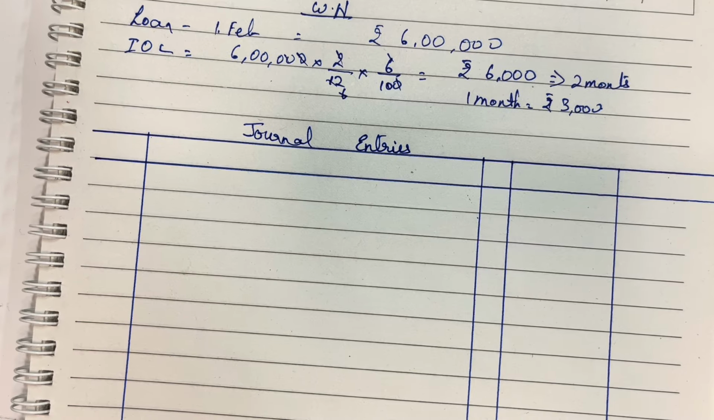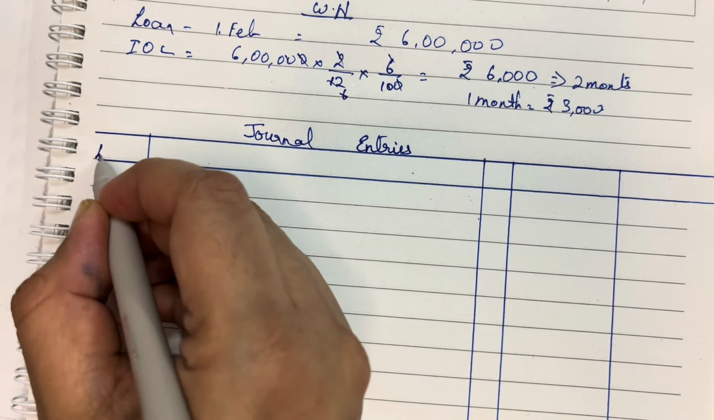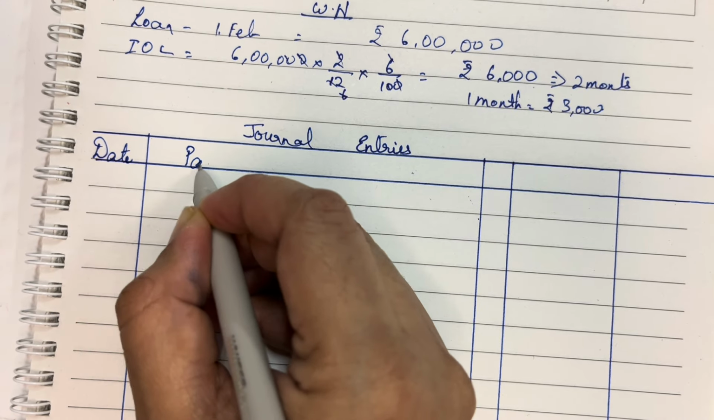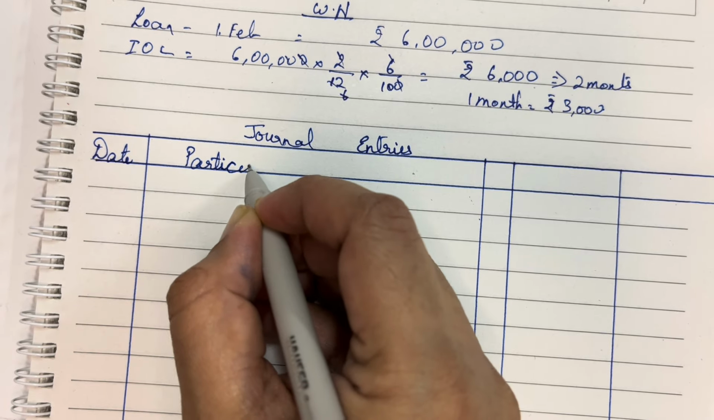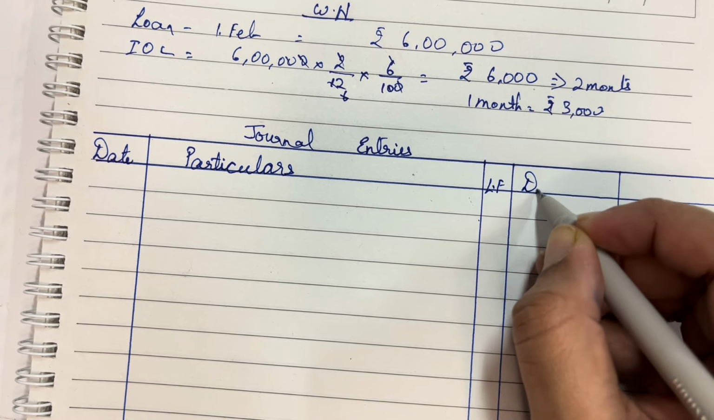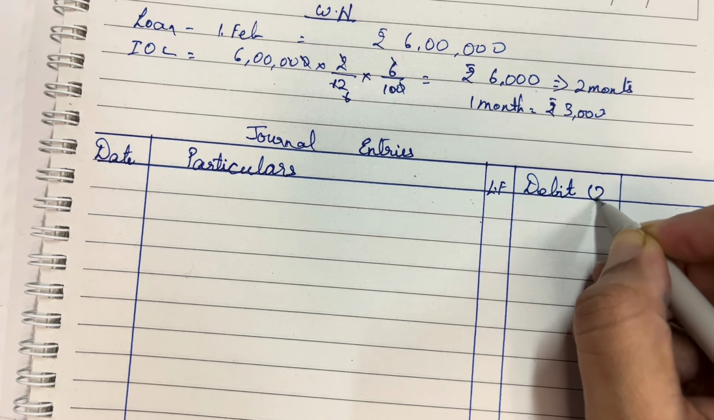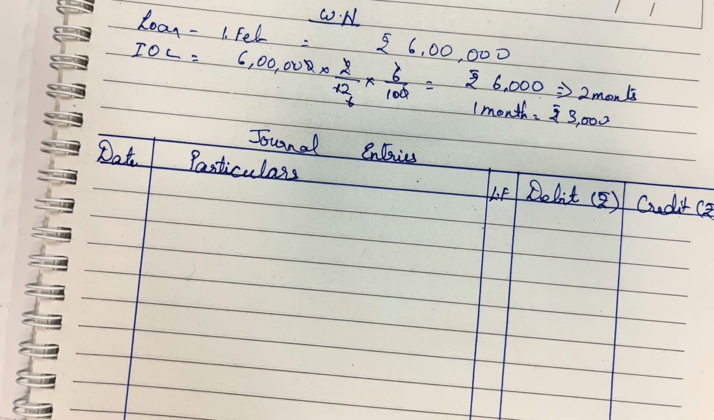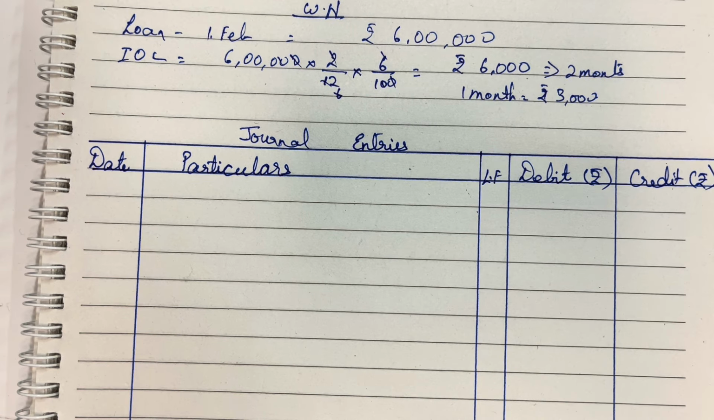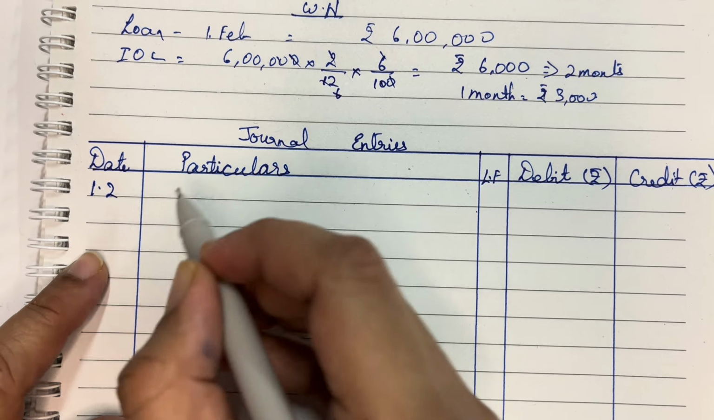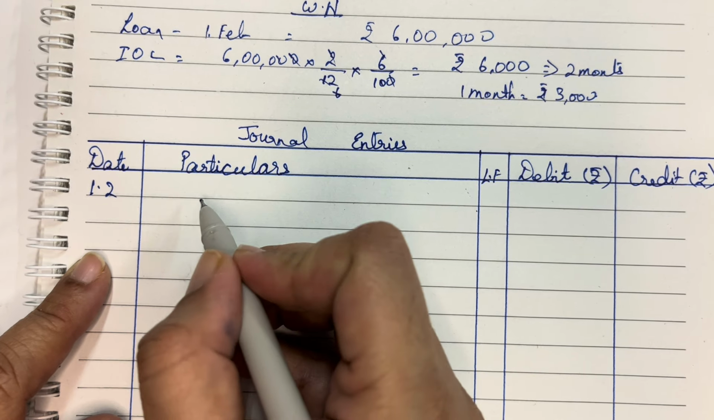Journal entries, the format I've already prepared. We'll write the headings: date, particulars, LF, debit rupees, credit rupees. Okay, now our first journal entry is going to be for the loan given to Rahul by the firm. The loan was given on 1st February. So 1st February, the loan is being given.